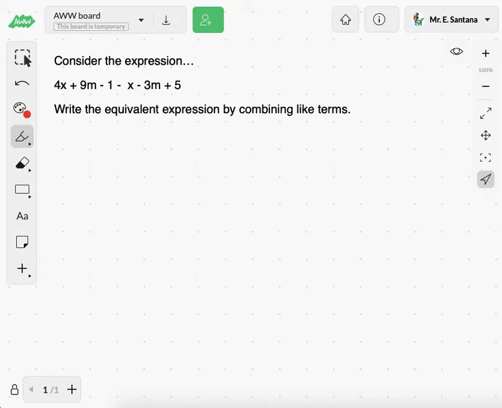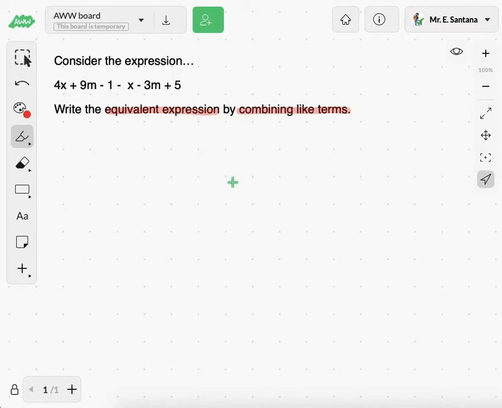All right, so let's read this out. Consider the expression 4x plus 9m minus 1 minus x minus 3m plus 5. Write the equivalent expression by combining like terms. So immediately you know that you're being asked to combine like terms, and that's going to give you an equivalent expression.